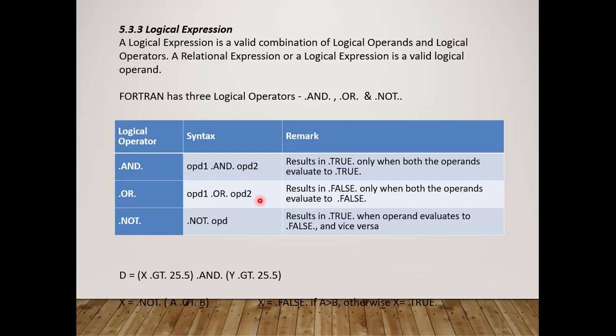And then the third one, .NOT. operand. Here there is only one operand. This will result in true when the operand evaluates to false, and vice versa. So you will have the value true if this operand becomes false. If the operand becomes false, then you will get the value true.